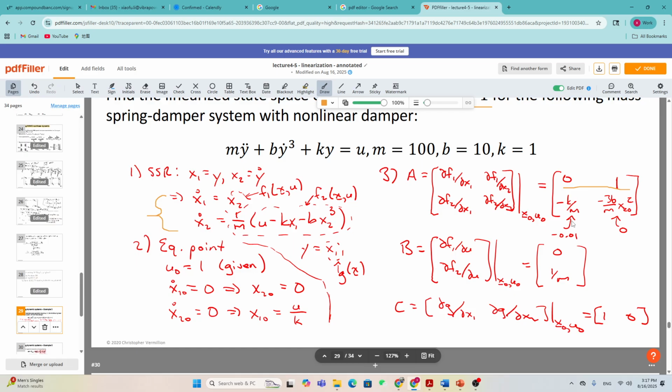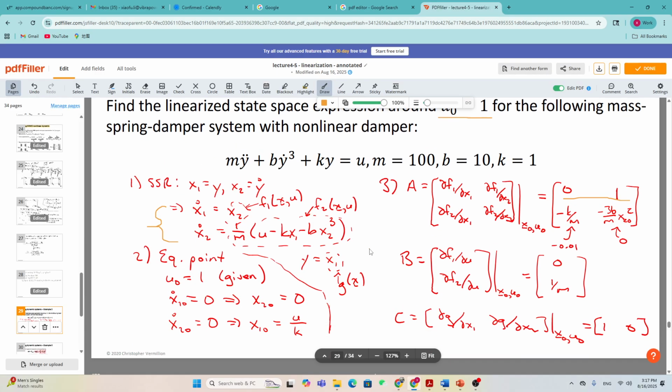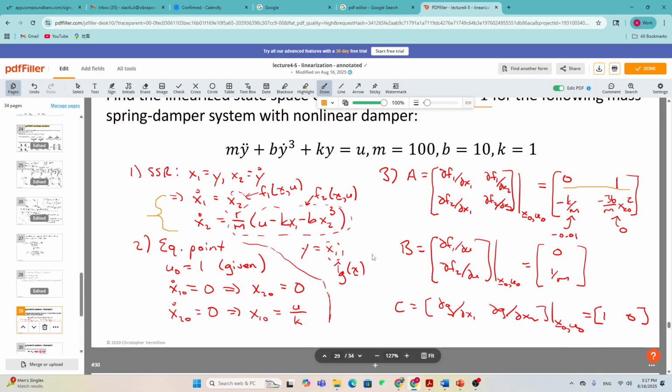So here you will see that, okay, your x1, 0 equals u over k, right? So if you multiply them together, you get minus k over n. So similarly, you can get the last element of the matrix. Or you can look at your f1. What is your f1, right?